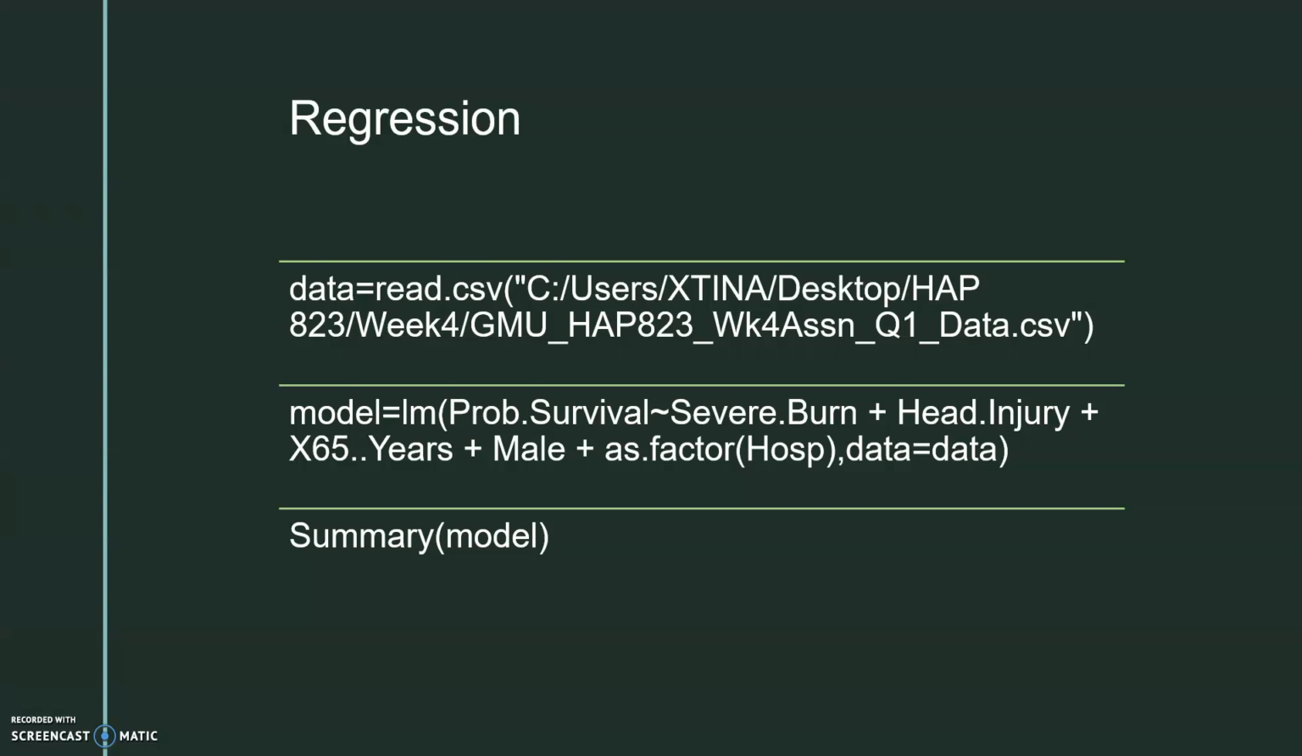Notice that in running this regression model, we have a categorical variable known as hospital. So we use the as.factor(hospital) to create factors that R will read as numeric variables. The third line will produce the regression output, which is shown on the next slide.